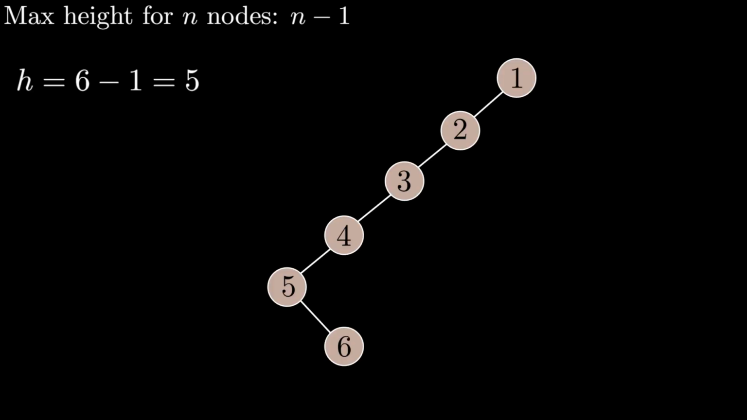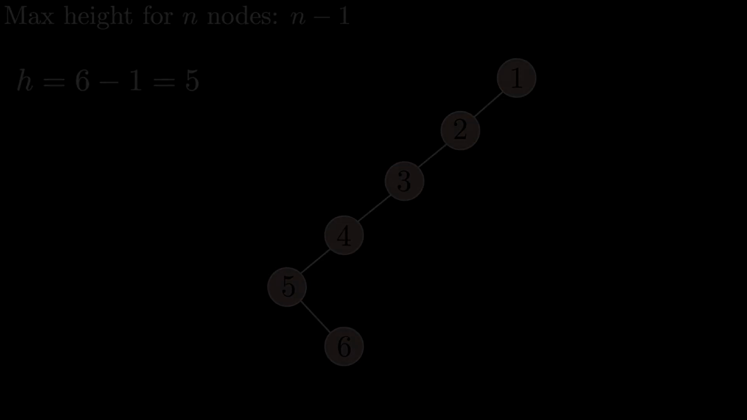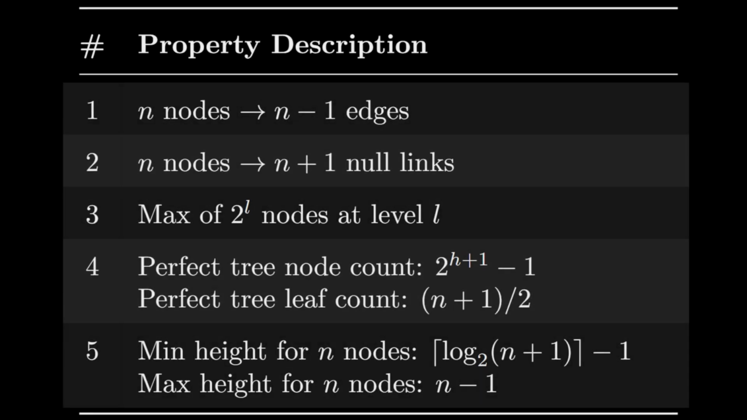And this degenerate tree has the maximum height of a binary tree with 6 nodes. This is not a complete list of the properties of binary trees, but I chose the ones I found to be the most interesting and informative.